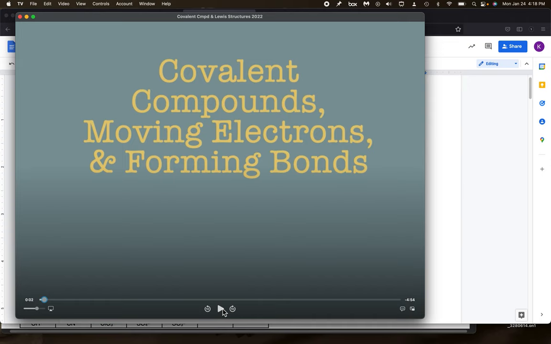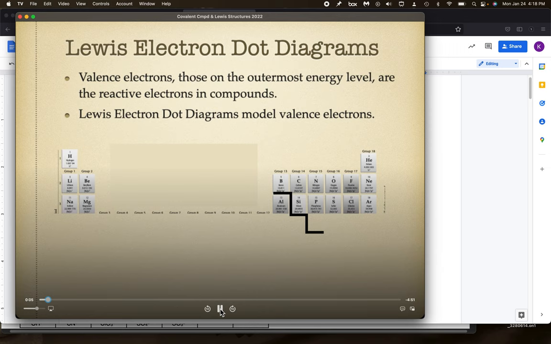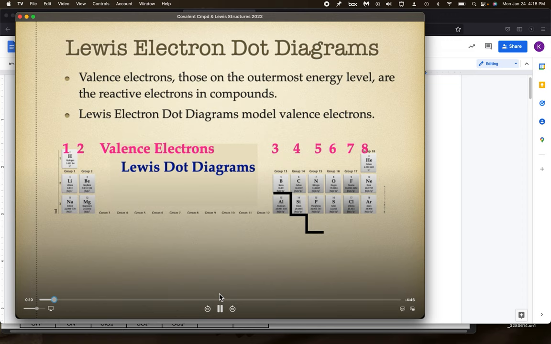Structure and worksheet that we're going over on Monday, January 24th. We had a PowerPoint, which I can't show and do this video. So here's a video of a video. One of the things you have to know for the test, we have a test on Monday, is that the valence electrons are those on the outside.